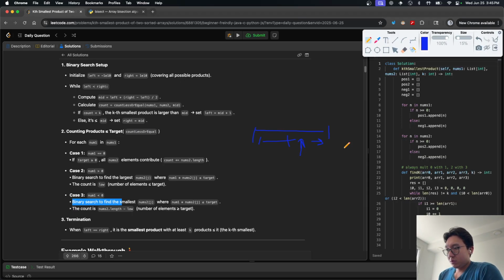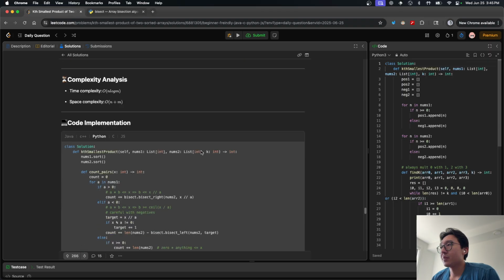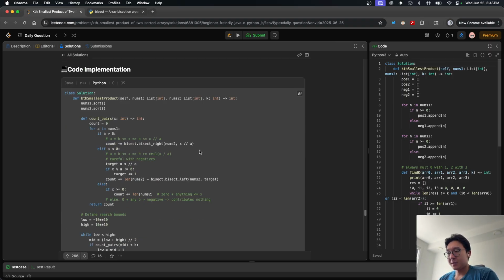So if it's negative, oh wait, we only want to keep going negative, right? Yeah, okay. Because if we multiply negative by negative, we can get a positive that's greater than the target. So we always want to go to the right. Okay, now I got that part. I think I got that part. Oh my God, this is really hard.